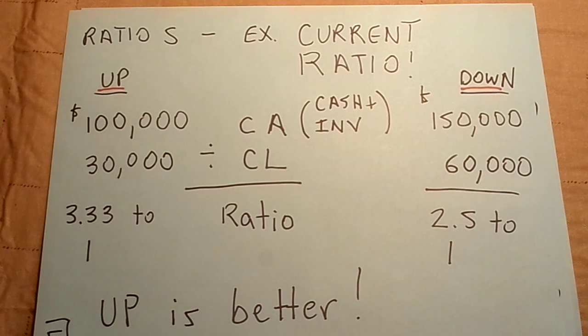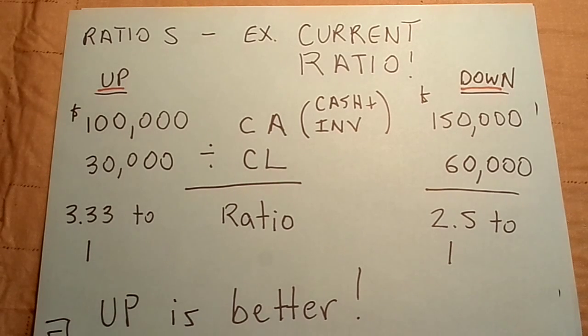Down, by comparison, has 150,000 of current assets divided by 60,000 of current liabilities. And in each case, remember, the only current liability we had for up or down is accounts payable. So here, down's current ratio is 2.5 to 1. Advantage again is to up at 3.33 to 1, which is better than 2.5 to 1.